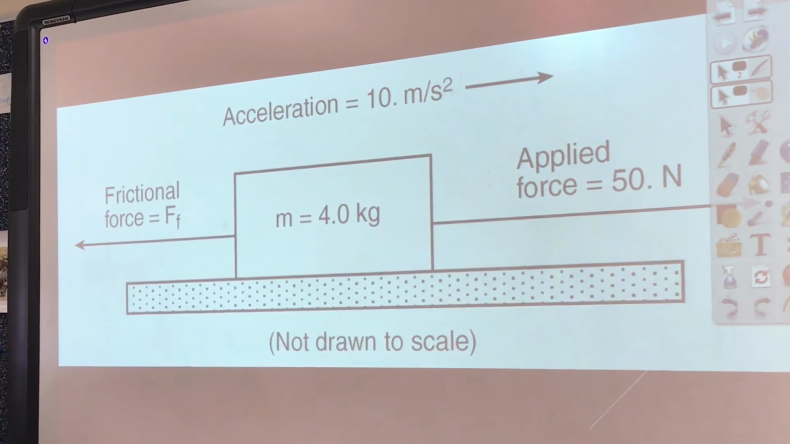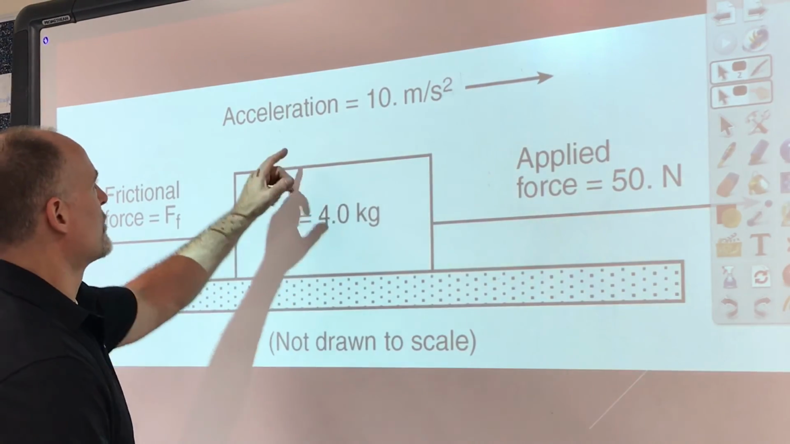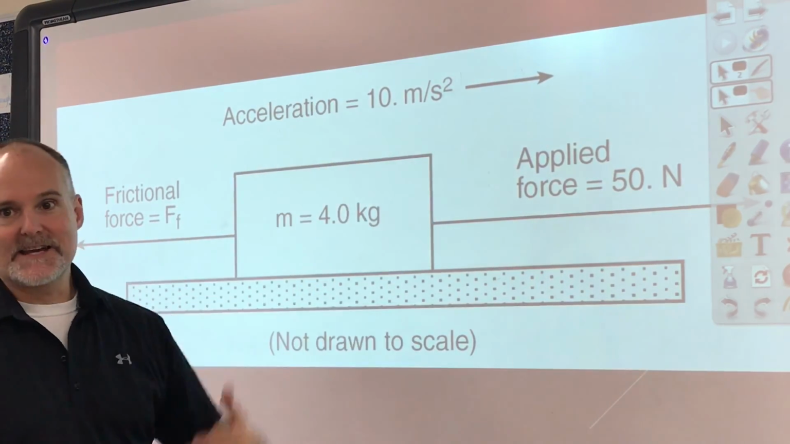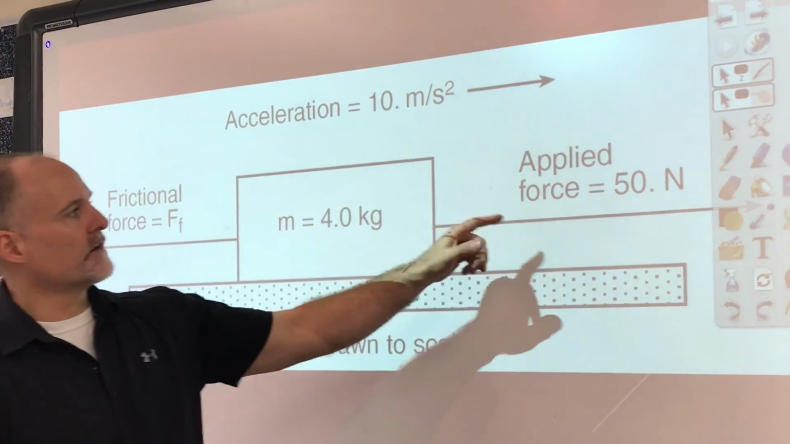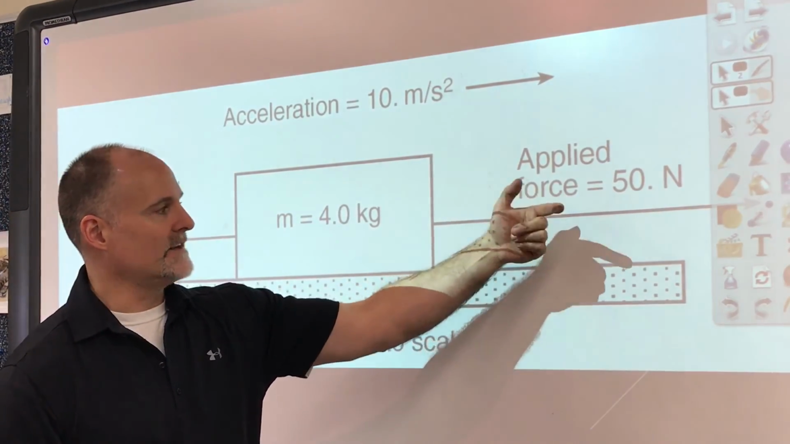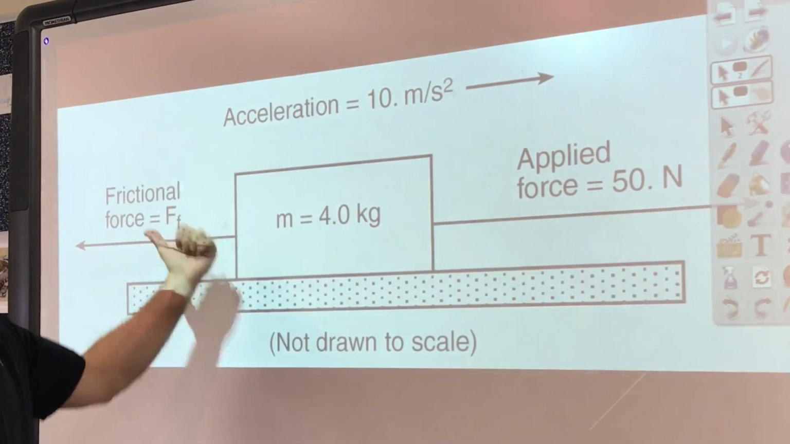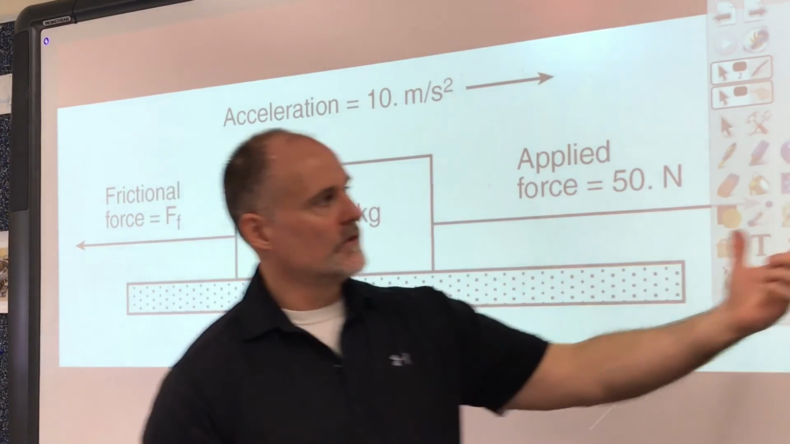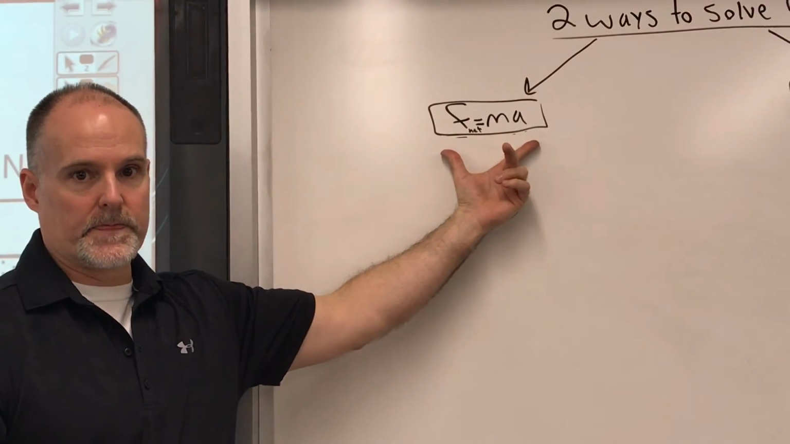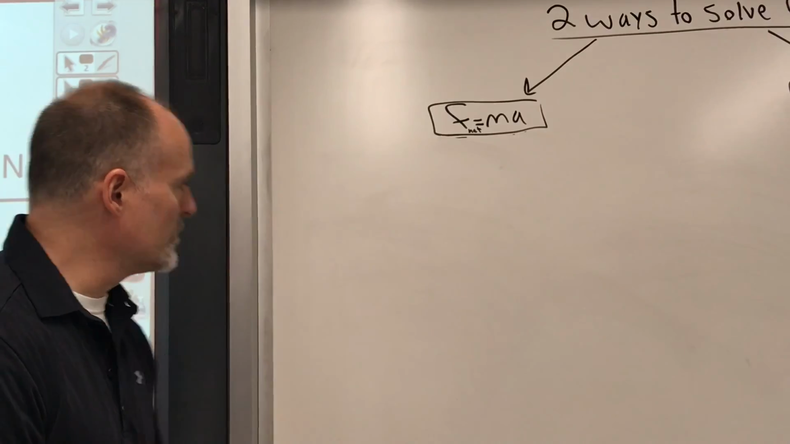So we have a situation where a block is accelerating to the right at 10 meters per second squared. It's a 4 kilogram block. We're applying a force of 50 newtons to the right. Our friction's to the left. We want to know what our friction is. Again, we're going to use Newton's second law. So how do we do that?